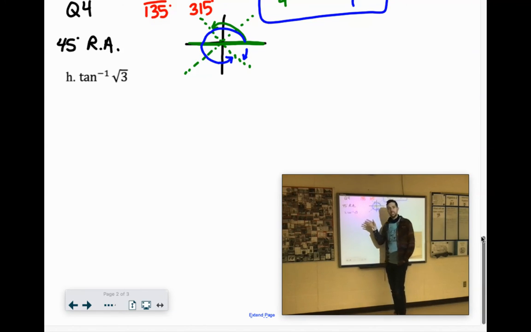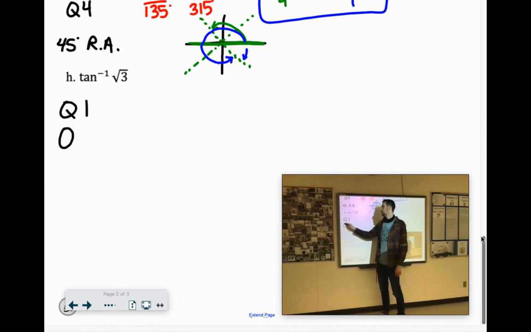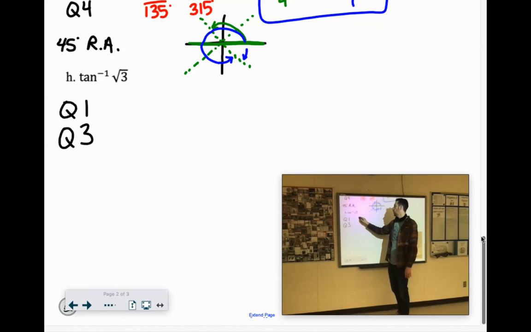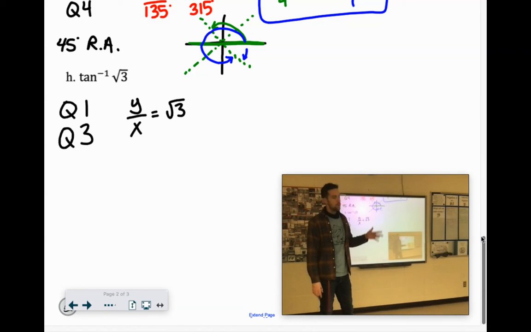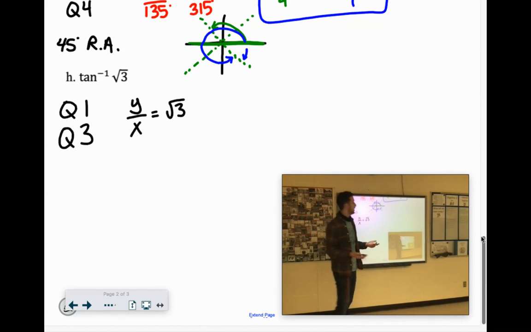When is the tangent equal to root 3? So it's positive. The only times the tangent could be positive are in quadrant 1 or quadrant 3. Now, how can we get y divided by x to equal root 3? It's going to have to either be a 30-degree reference angle or a 60-degree reference angle. Because remember, the 45 comes out to 1 or -1.